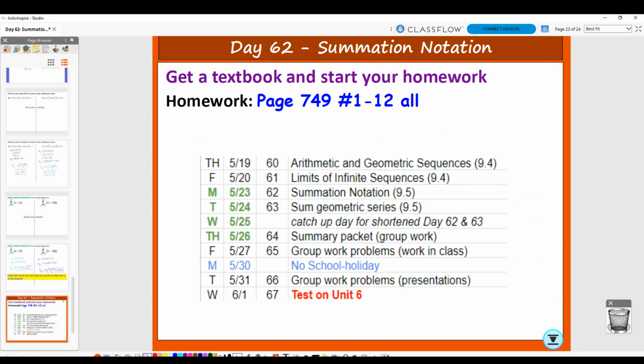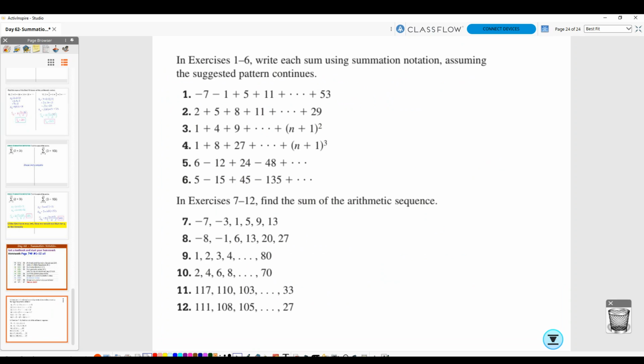Homework is to do problems 1 to 12 on page 749, which is right here.